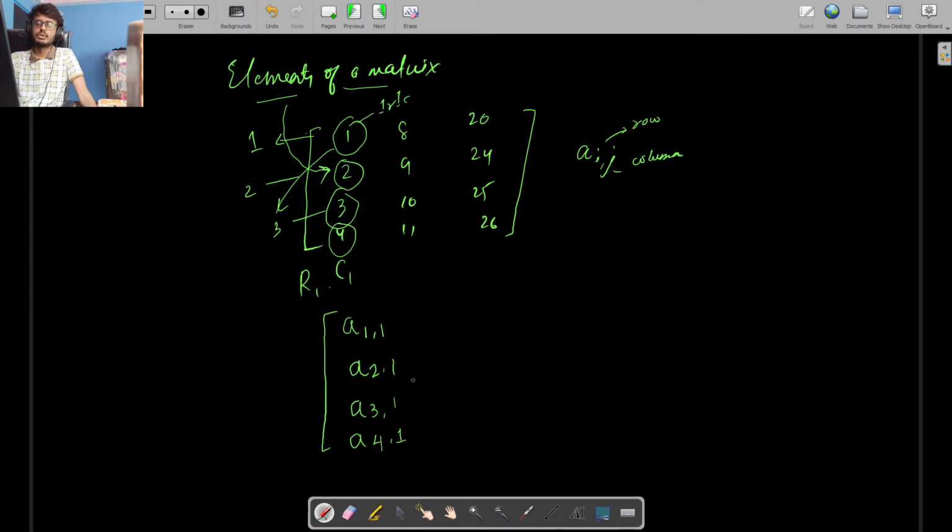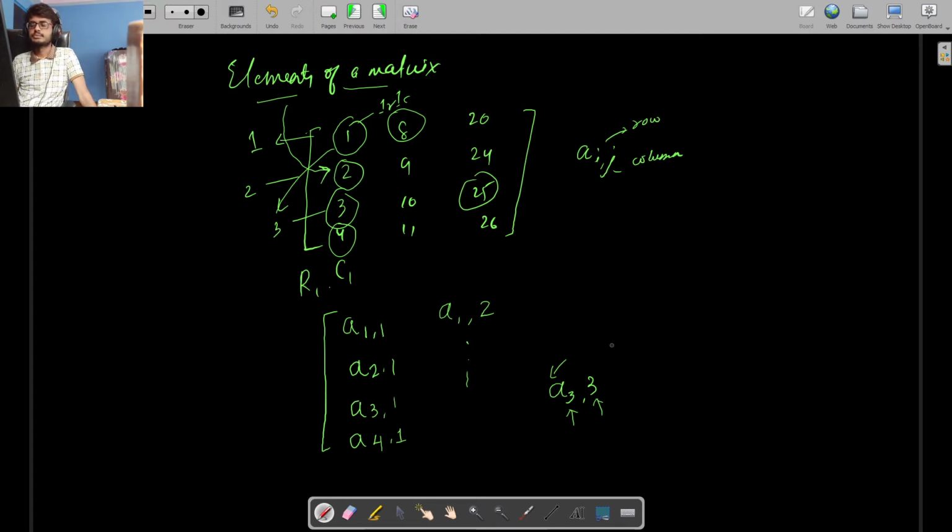So is this clear, how to represent the elements of a matrix? If you go for 8, this is also an element A of the matrix which is in the first row but now in the second column. Similarly it goes on for all the values. Now if we consider this 25, it is also an element of the matrix A which is in the third row and third column, 3 comma 3. So a3 comma 3 is the element of this matrix which is at the third row and third column. So is this clear, the representation of the matrix?